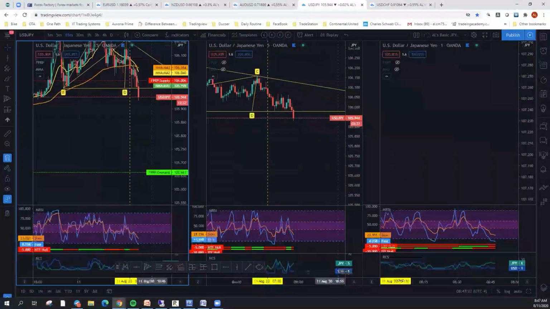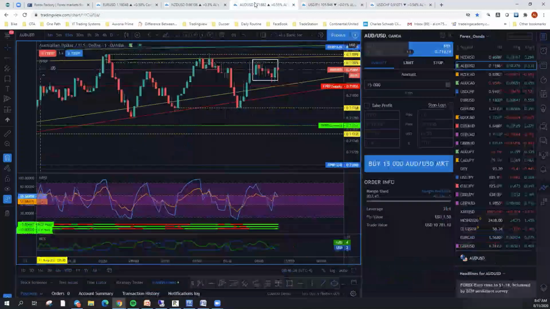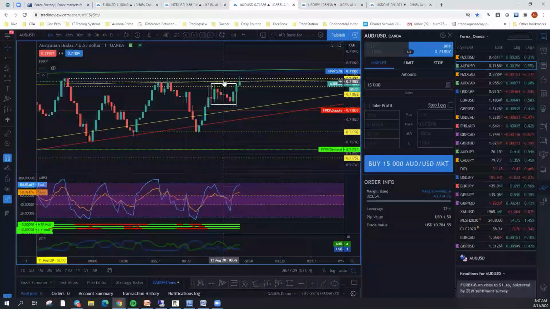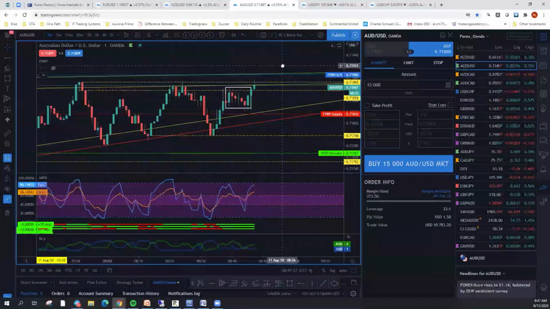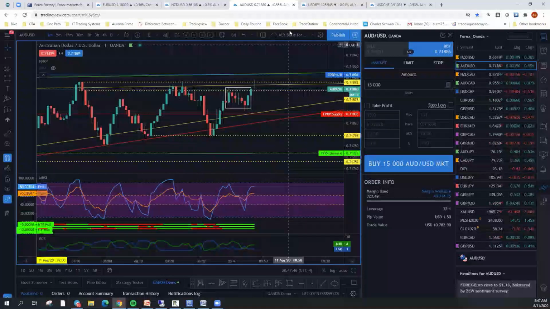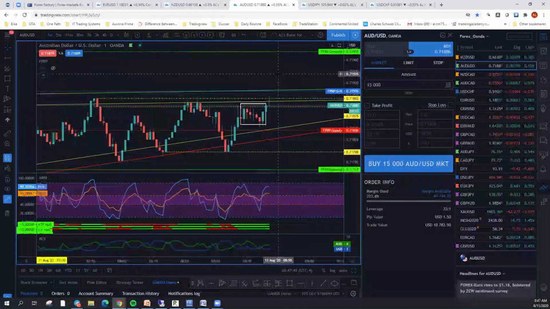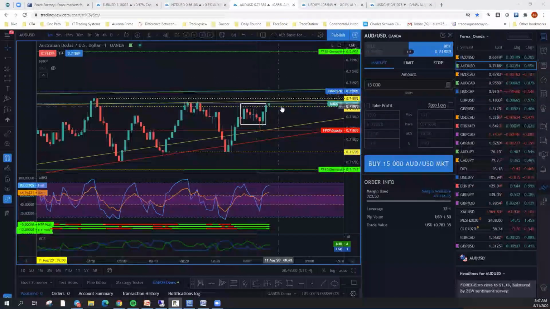And let's see where our targets may be on this one. Let's check out the Aussie first before we get too carried away. Whoop, there he goes. The Aussie's starting to do the same thing. It's all happening at the same time. Basically, the dollar is getting weaker on both those pairs. Still didn't get to close above the dotted lines there.